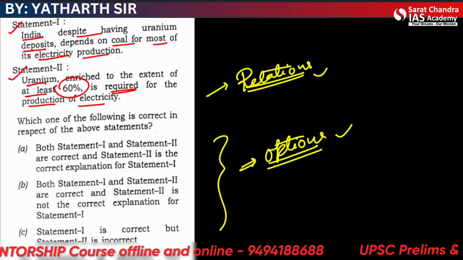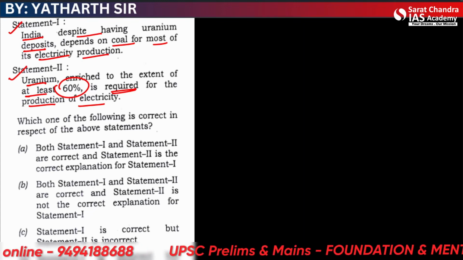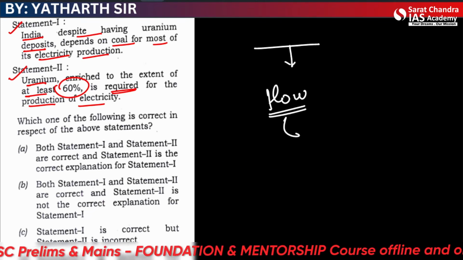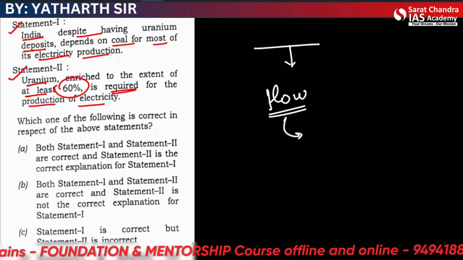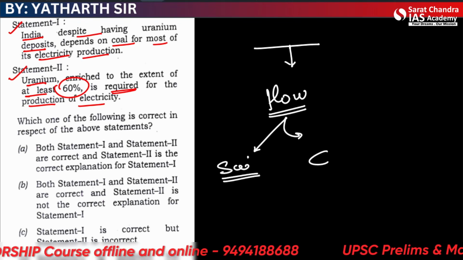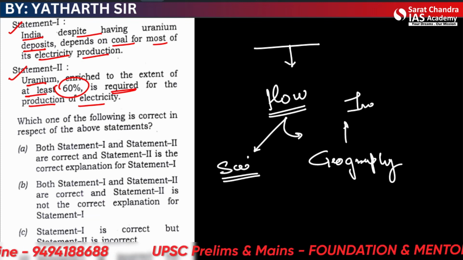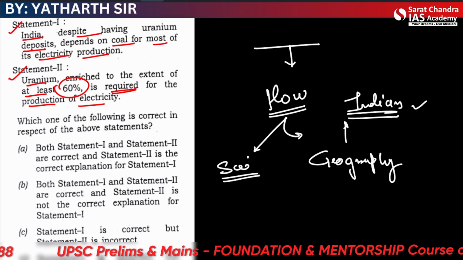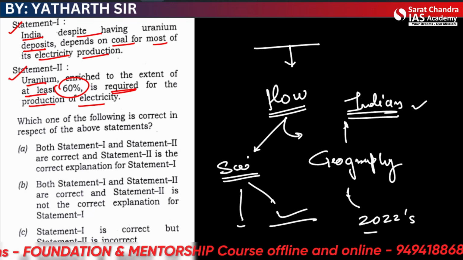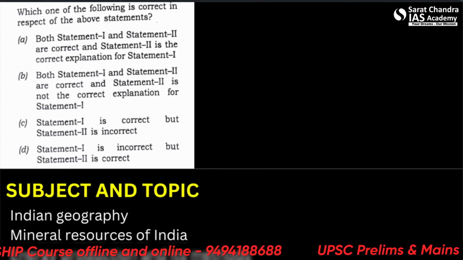So let us address this topic from the very root, from the very basic, so that even the new aspirants who are seeing this may take a complete hint for how to solve these type of questions, even in the further exams, no matter what is asked. So we'll be dealing with both science and tech portion here, as well as the geography portion, that is Indian geography. We'll also know what is uranium, what is thorium, what is monazite, and we'll deal with the 2022's question as well, where monazite was asked.